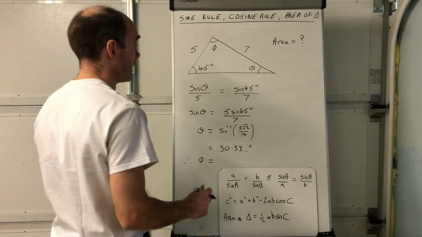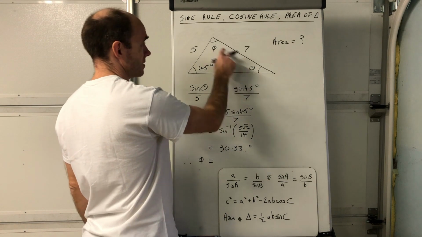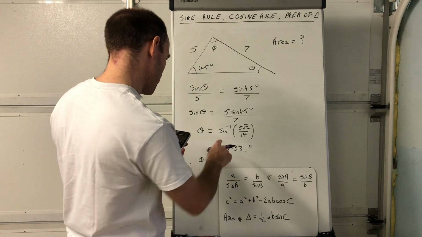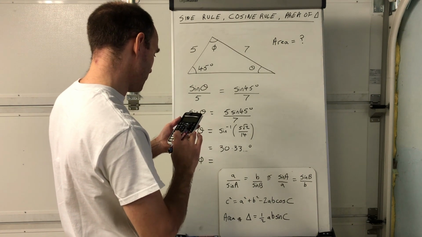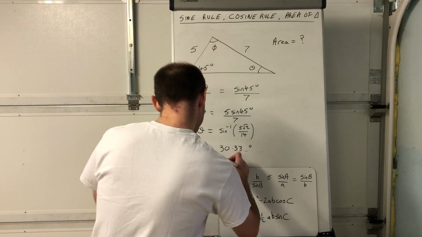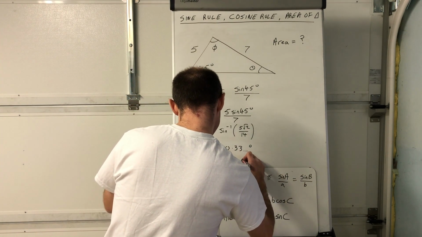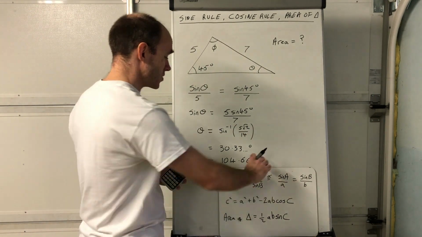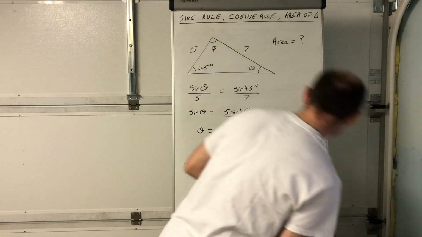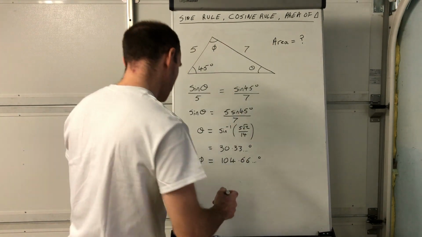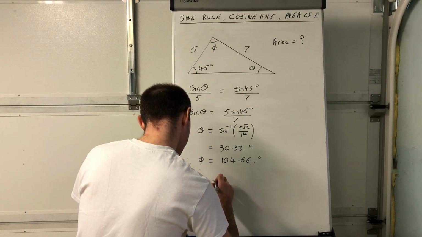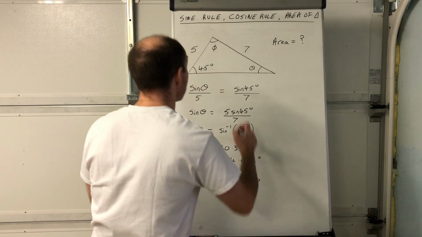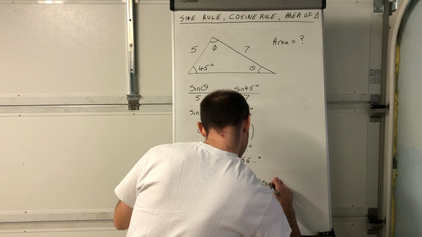What I'm going to do is 180, subtract that, and that gets me that angle there, doesn't it? So 180, subtract that, and then subtract 45. So that means this angle up here, phi, is 104.66 something degrees. And now I can do it. I can work out the area of the triangle because I've got two lengths and an angle in between. So I'm going to write area equals 1/2 times 5 times 7, and then sine that angle, sine 104.66 degrees.